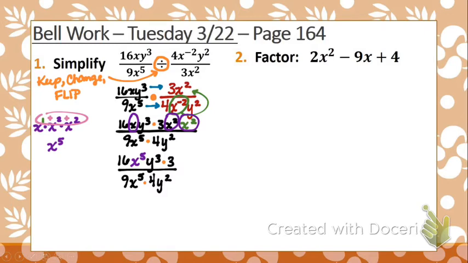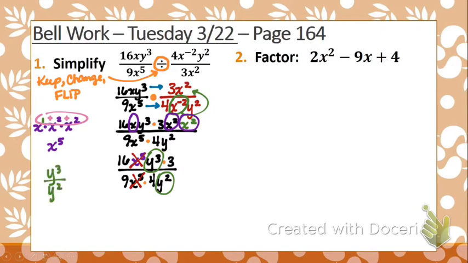Do you guys see anything that we might be able to reduce or cancel? Anything that's the same between the top and the bottom? X to the 5th. Here and here, since they're exactly the same, I can cancel them out. Anything else that you see that we might try that same reducing idea with? The y's. I have y to the 3rd and y squared. Y to the 3rd over y squared.